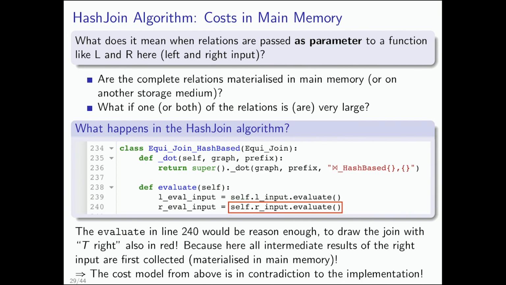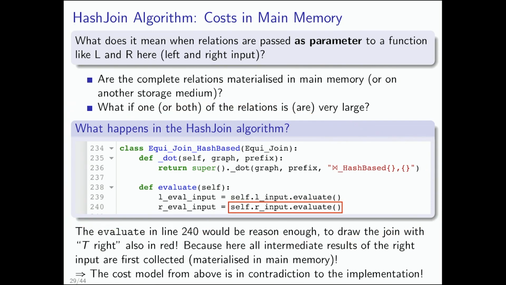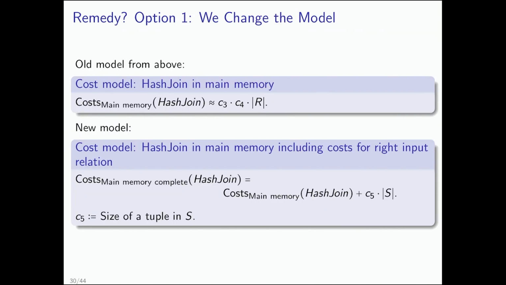Okay, now we found that this implementation is not doing what our cost model is doing. So what can we do? Someone else? I can adapt the cost model. Exactly. Those are the two options. So we change reality or we change the model.